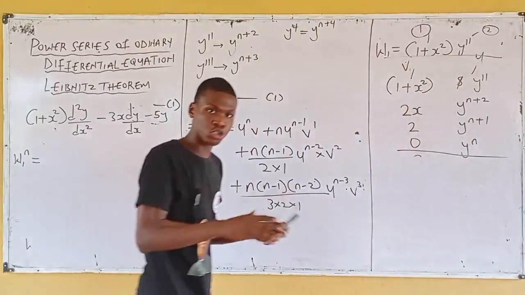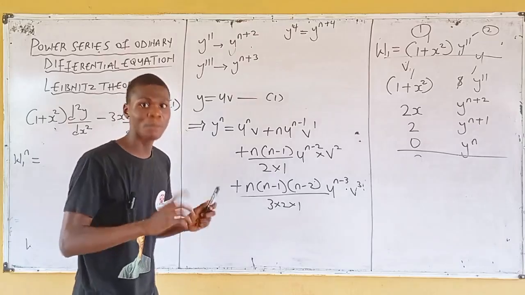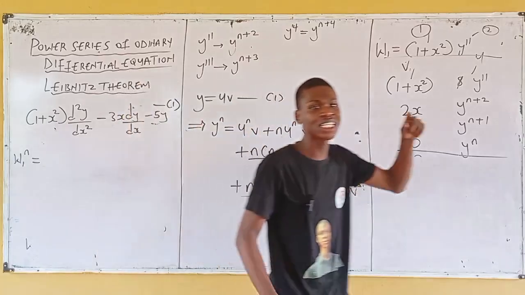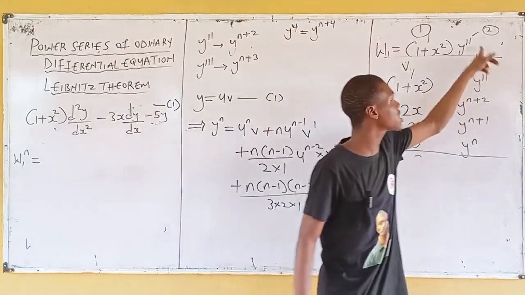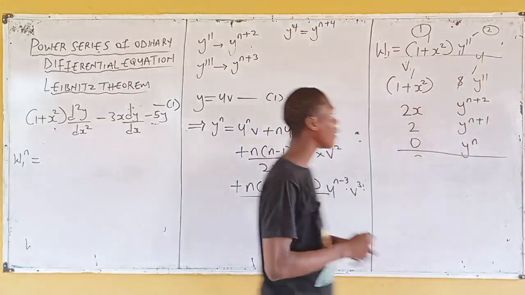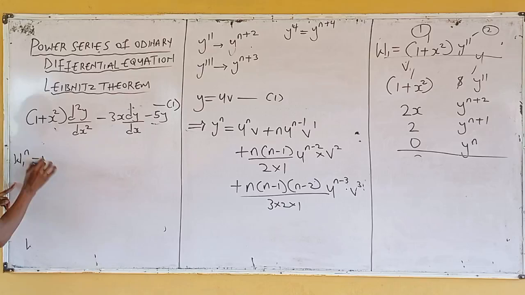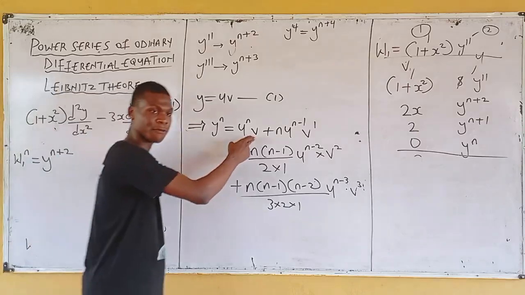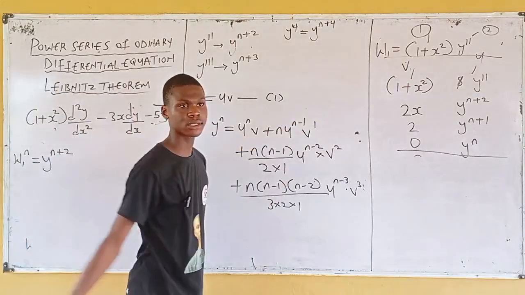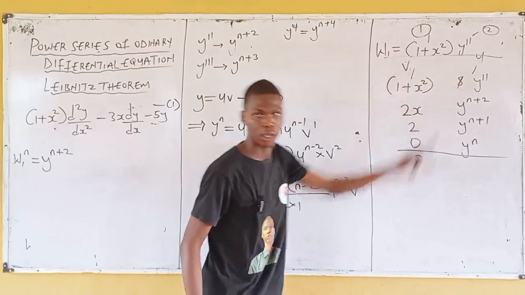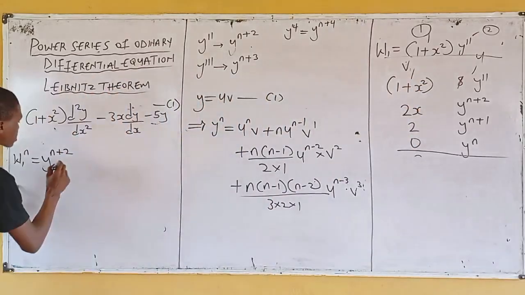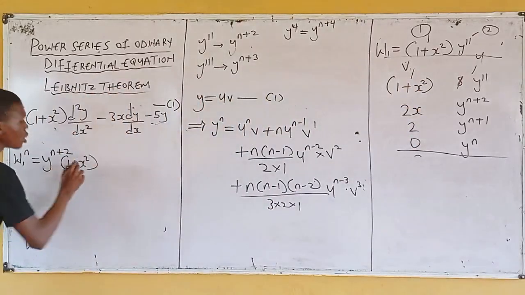Now, I'll be starting with u. Me starting with u, I'm interested in the power of the derivative. In this case, I'm having prime, meaning I'm having y raised to the power of n plus 2. Moving on, what do I have? v. What might be in this case? 1 plus x squared.